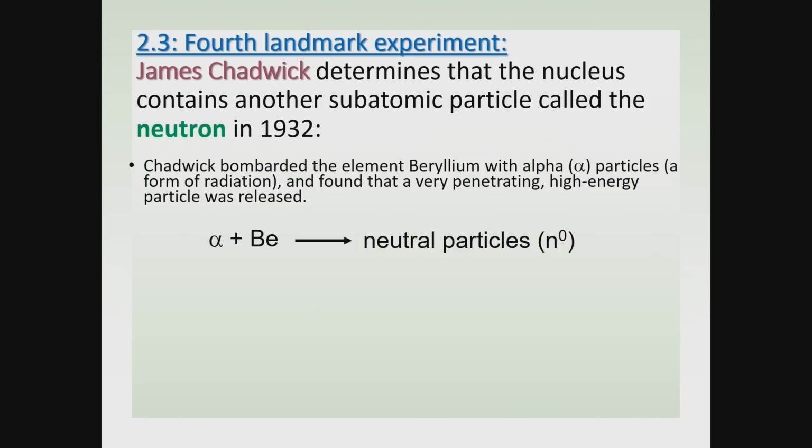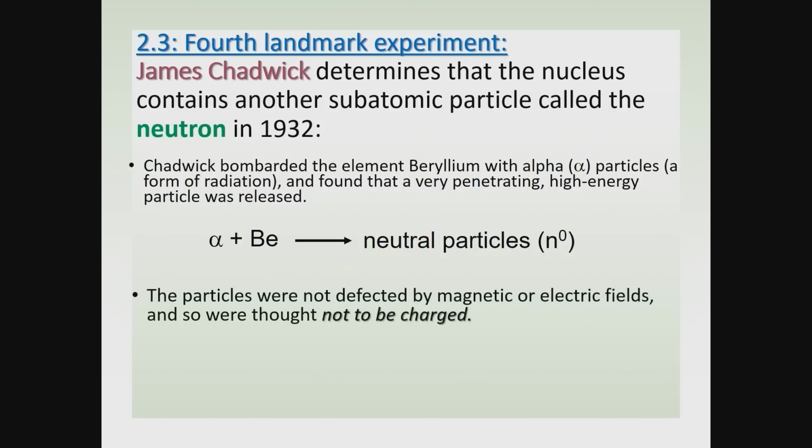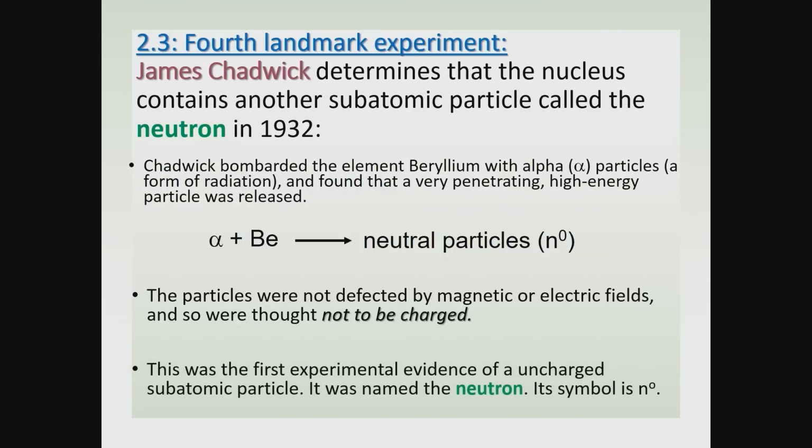And what he found was that there were some particles leaving the beryllium. What was interesting about these particles is that they were not deflected by an electric field and they were not deflected by a magnetic field, but they were some kind of high energy particle. And so at this time, this was evidence to suggest that they found a new particle and that it was neutral charged. And later experiments suggested that these neutrally charged particles were found in the nucleus. This was known as the neutron.